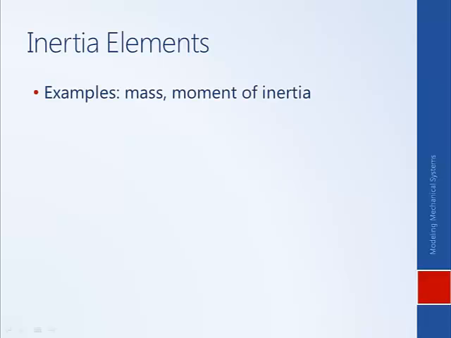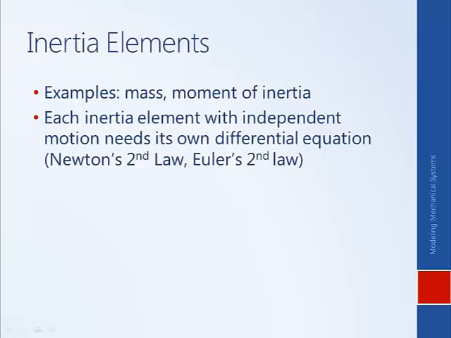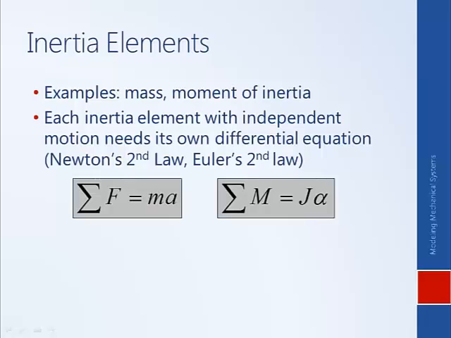Inertia elements are in essence the mass in a translational system, or the mass moment of inertia in a rotational system. Each inertia element with its own independent motion needs its own differential equation to describe its motion. We will use two approaches for deriving the differential equations. One is Newton's second law, which is F equals ma, and then a rotational version of Newton's second law, which is also a form of Euler's second law, sum of the moments equals J alpha.